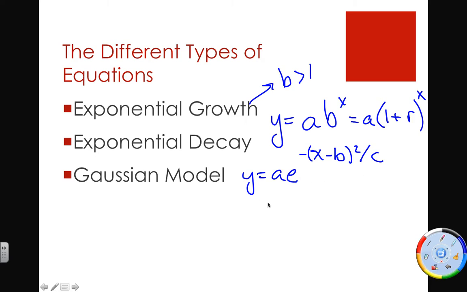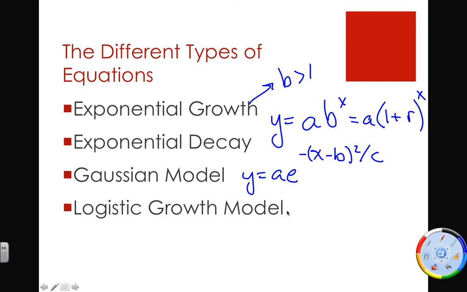These can be used in real-world applications. I don't know all of them off the top of my head, but you could probably look them up in the textbook here. The next one is a logistic model, and if you're a biology person, you've dealt with this formula before. Logistic model looks like this: y equals a over 1 plus b e to the negative r x. R is rate, e is Euler's number. A and b are usually given to you.